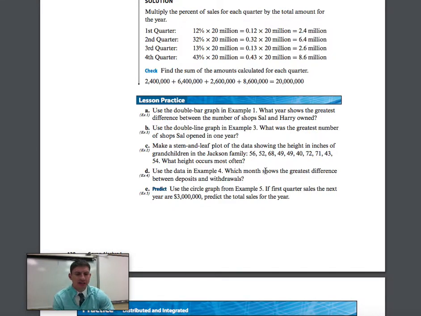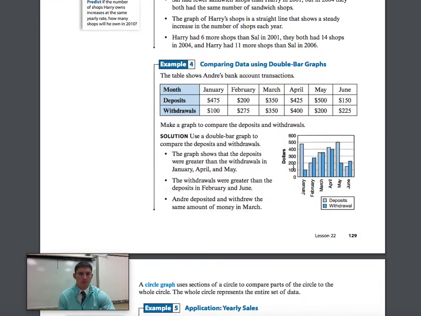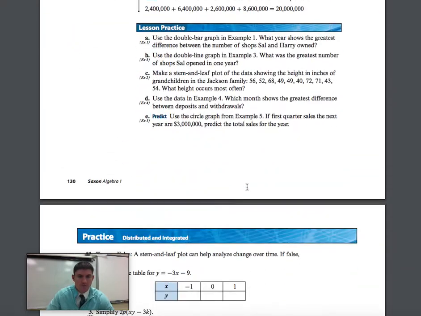Letter D, use the data in example 4. Which month shows the greatest difference between deposits and withdrawals? In this case, you're looking for the greatest difference. Difference means you're going to subtract. Again, you're using the question and the graph to solve that question. So find the greatest difference between those. If we go back up and look at example 4, where do we have the greatest disparity, the greatest difference between those items? That's what we're looking to find, and then we'll calculate that difference. It looks like in January you've got this huge spike in deposits and this very little amount of withdrawals. That looks like the greatest difference or the biggest gap between where those two bars are. We're going to say January.